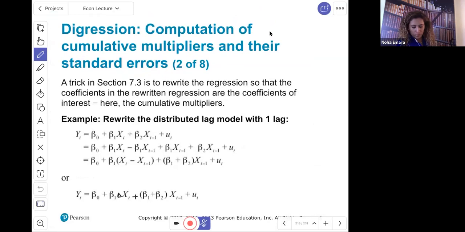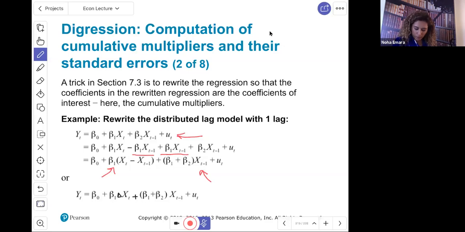This is one of the things that can make your life easy in computing dynamic multipliers or cumulative multipliers. What we have here is just like a mathematical trick in order to make our life easy in computing cumulative multipliers. Suppose that you have this model, you already understand what this model is about. Now, suppose that you add and subtract beta 1 xt minus 1, right? And then you take a common factor for beta 1 here and a common factor for xt minus 1 right here. So you can rewrite this equation by taking common factors one time for beta 1 and another time for xt minus 1.